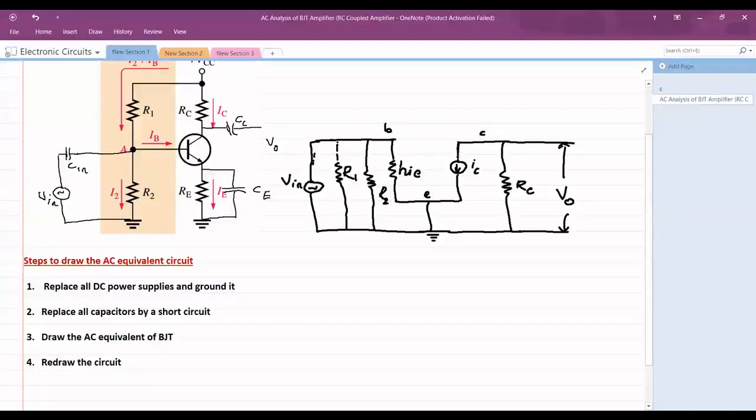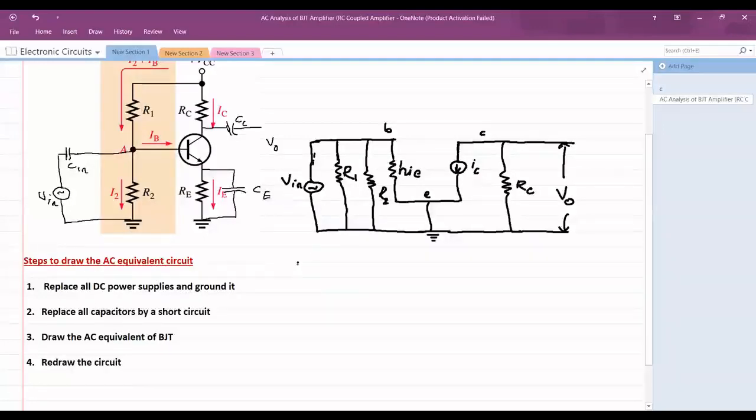The collector emitter is replaced by a current source. Base emitter is replaced by its input impedance. Then after the capacitors are short circuited, when we draw the resultant circuit, R1 and R2 get in parallel with the input voltage source. RC is across the output voltage, and this is the AC equivalent circuit. So from this we need to perform the AC analysis.